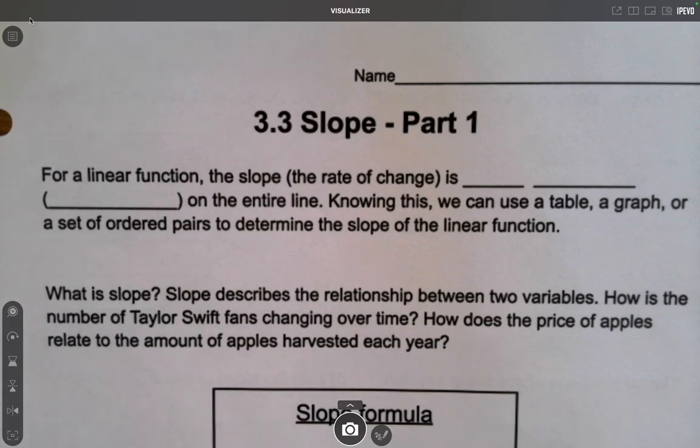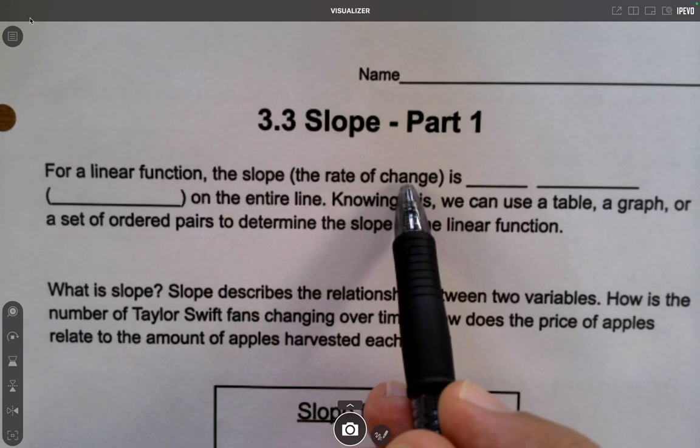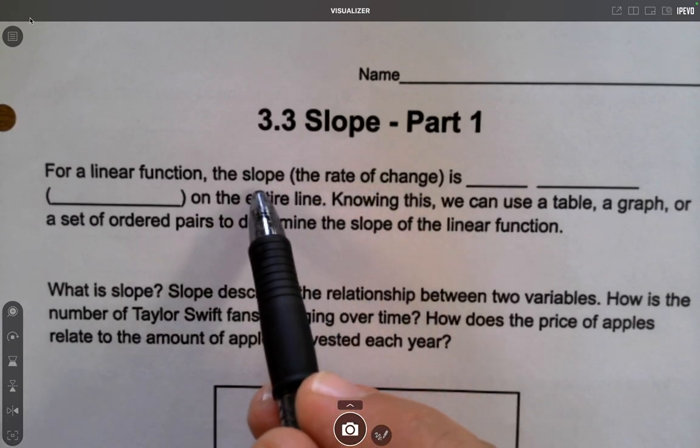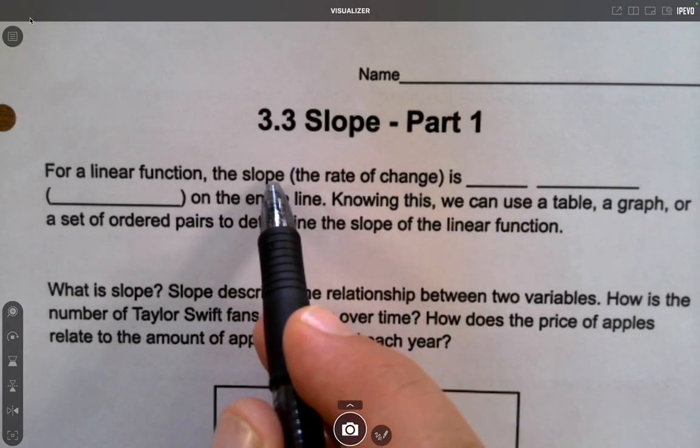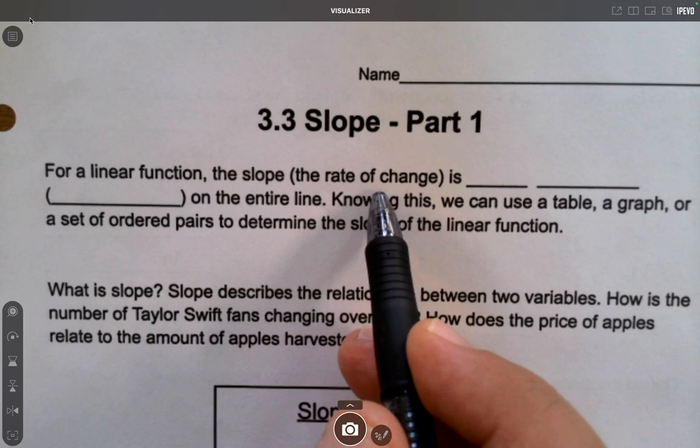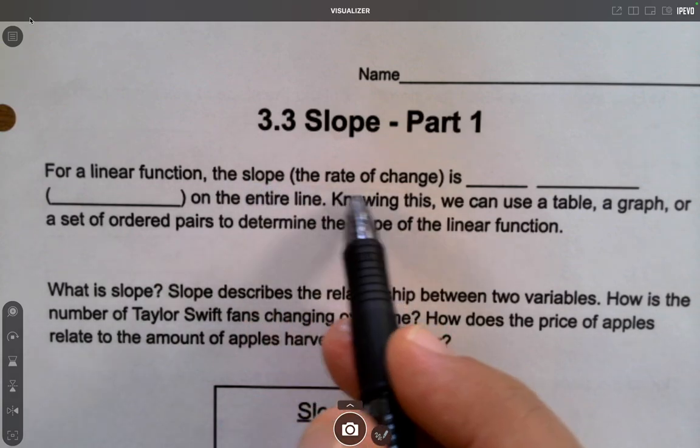slope, which by the way, the rate of change is another word or another phrase that means the same thing as slope. So in the book or on a quiz or test, it might say find the slope. It might say find the rate of change. They mean the exact same thing.